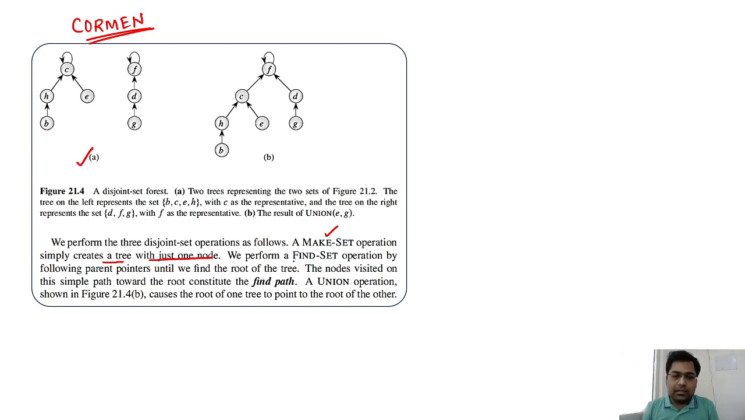Next, for the find set operation, we have to check whether both are connected or not. Basically it's a set operation. From the set we have to find whether the element exists or not. If not, then we can go for the union.